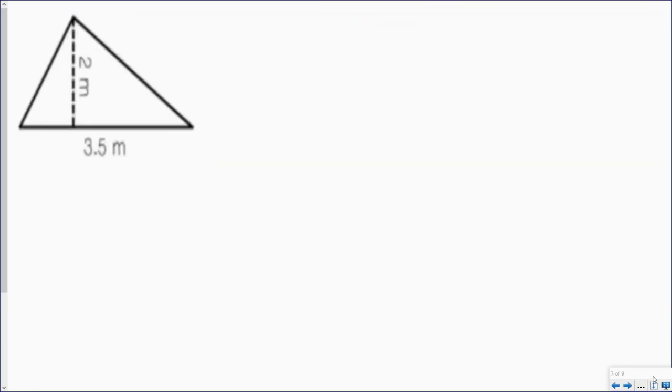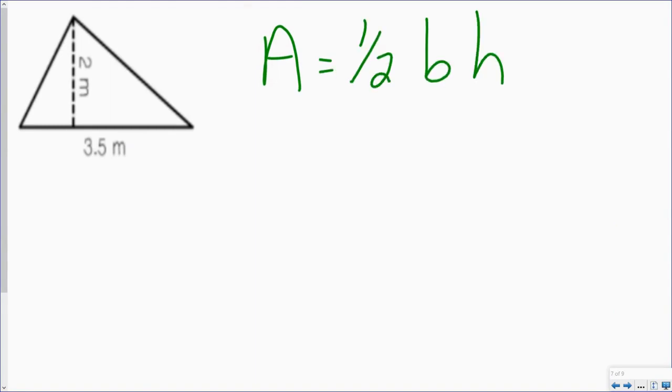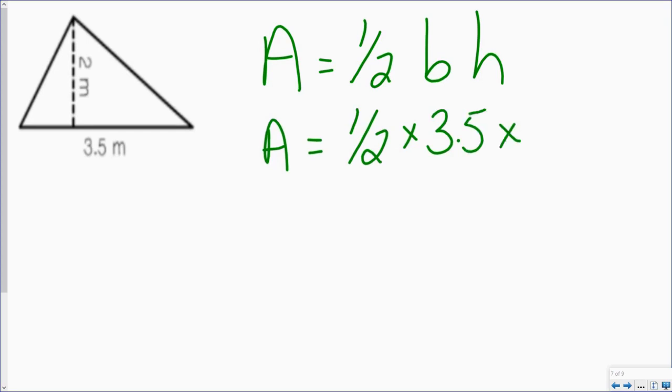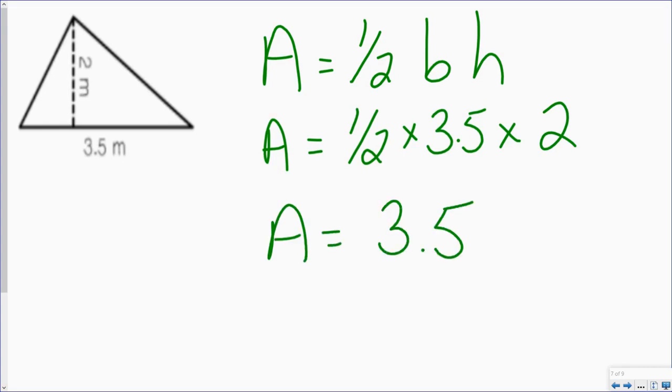Looking at this triangle, to find the area, I would have area equals 1/2 base times height. And substituting my numbers in, I'd have 1/2 multiplied by 3.5 multiplied by my height, which is 2. So area equals 3.5. Again, my label is meters, so it would be 3.5 meters squared.